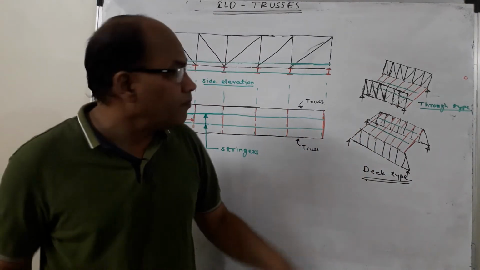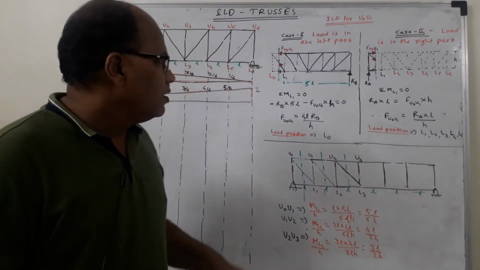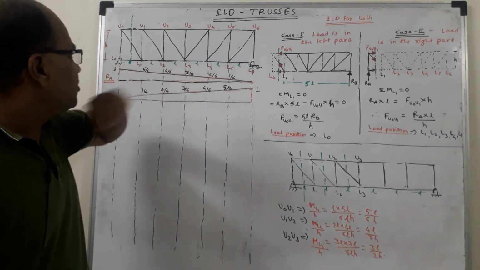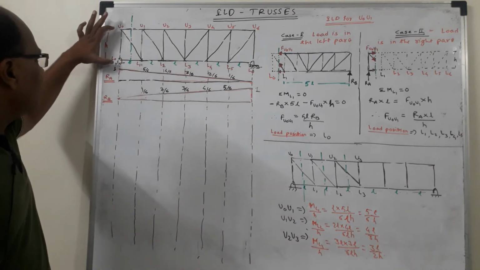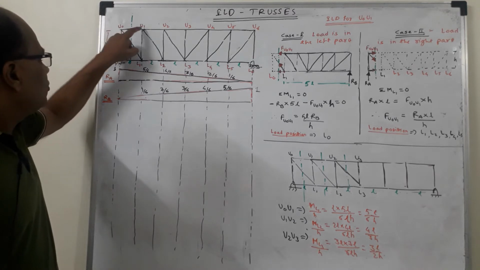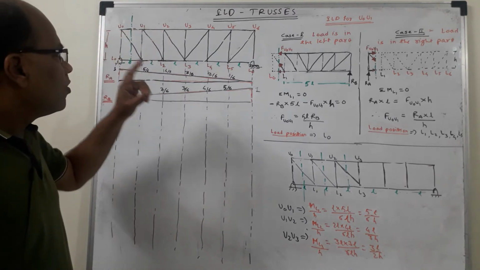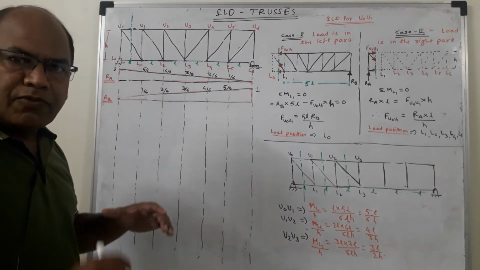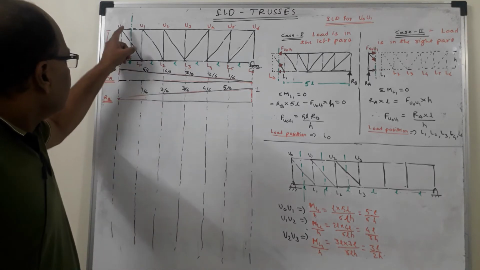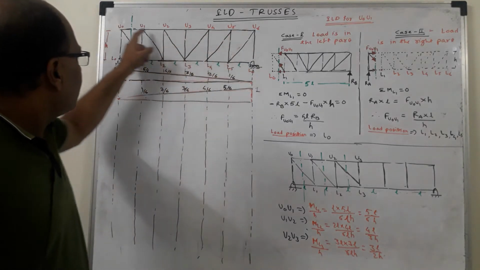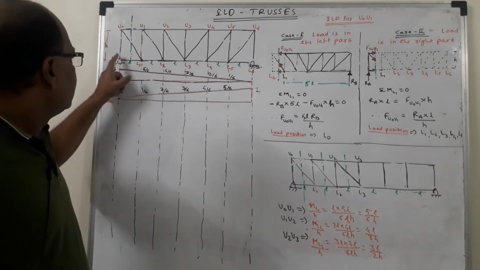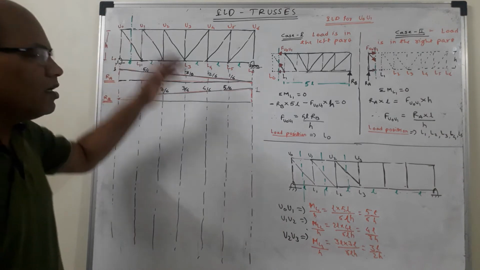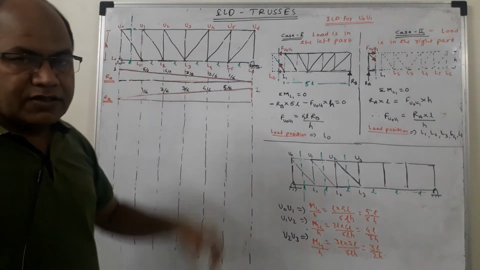Now I have considered an N type of truss having 6 panels, each of length L, as shown in figure. Let H be the height of this truss and let U0, U1, U2 be the top chord panel points. L0, L1, L2, L3 are the bottom chord panel points. These horizontal members at the top are called top chord horizontal members. These horizontal members are called bottom chord horizontal members. There are vertical members also. There are inclined members also.